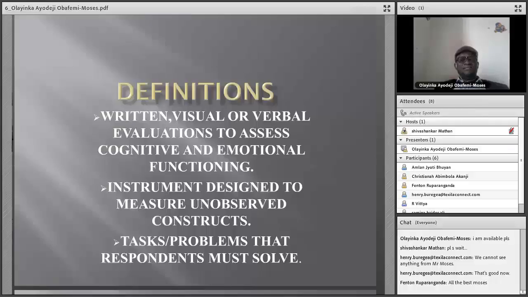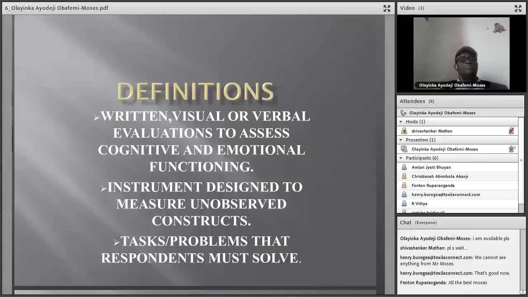Psychological assessment can also be defined as the instrument designed to measure unobserved constructs. What are these unobserved constructs? They are those unobservable variables. They are latent. They cannot be reckoned with directly when you are in contact with clients or patients. And so you cannot measure them directly either.